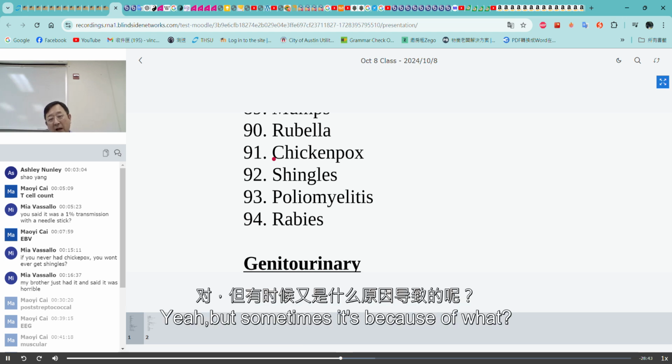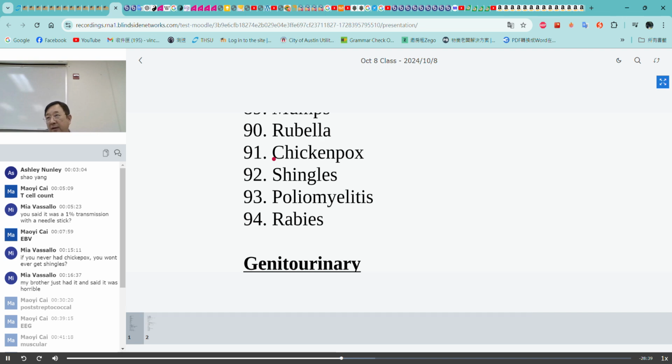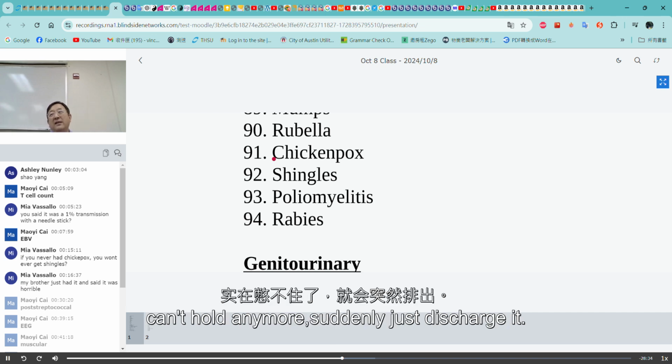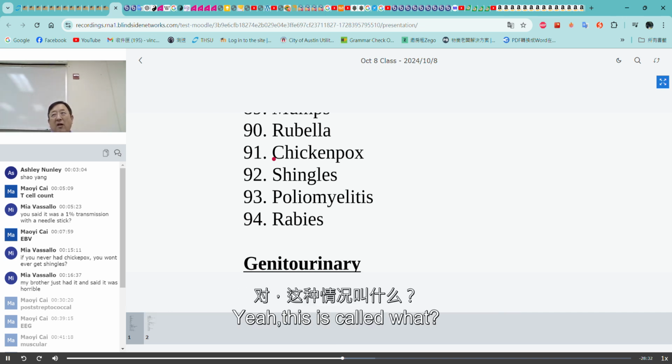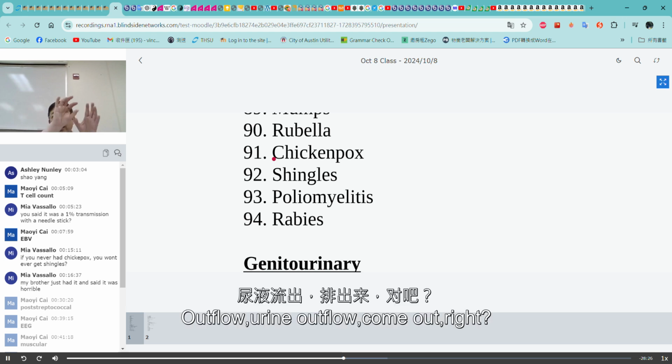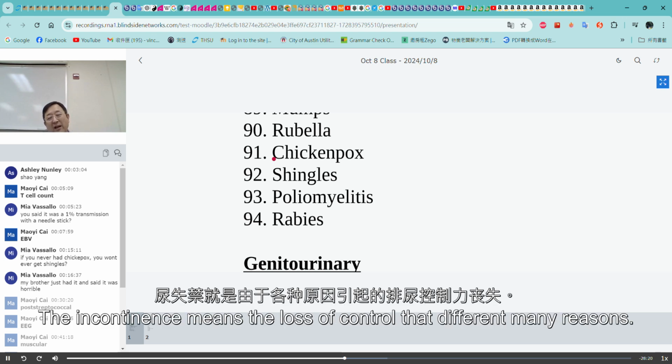And then this is called urge incontinence, urge, yeah. But sometimes it's because of what? Of prostate gland enlarged, blocking the urine output. Then when the urine accumulates to a certain point, it can't hold anymore and suddenly just discharges. Yeah. So this is called what? Outflow obstruction. Urine outflow, come out, right? Yeah, obstruction incontinence. Incontinence means the loss of control. There are many different reasons.